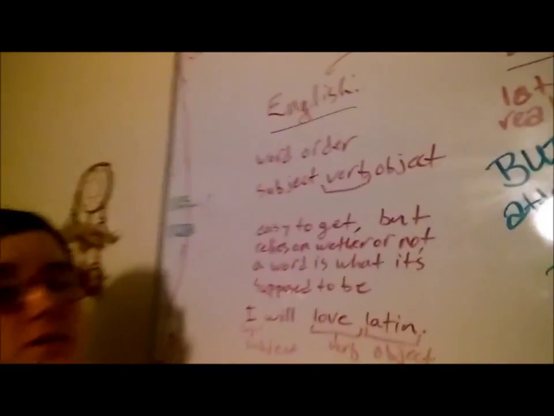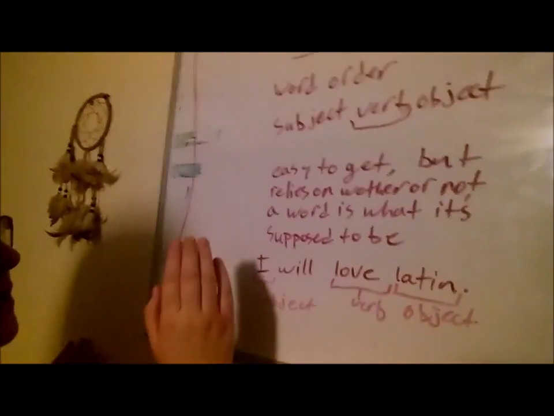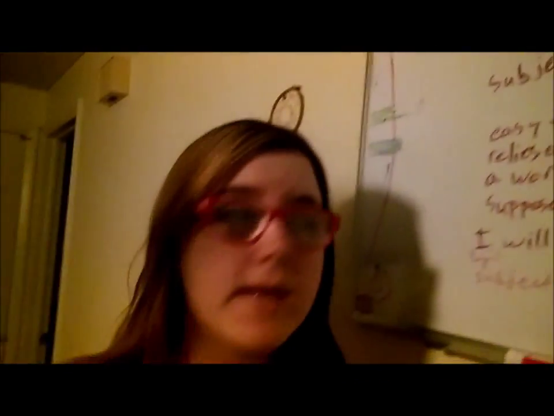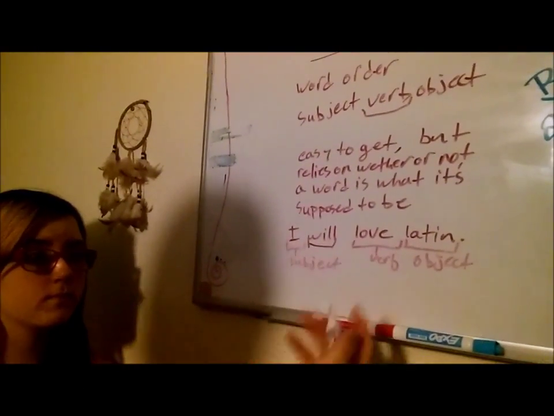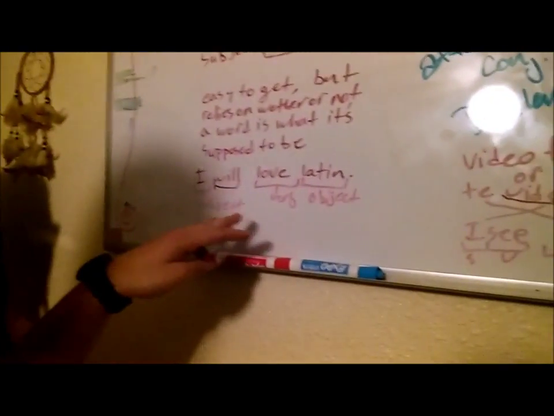Well, in English, there is a word order. You have to have a subject, verb, which was pretty much what we talked about in this video, and the object. It's easy to get, but realizing whether or not a word is what it is supposed to be matters. So our example is I will love Latin. I love will Latin does not make sense. There's a reason will is right next to the subject here. It's the tense. But if you switch it up, it all of a sudden doesn't make sense. So you have to pay attention to your, at the very least, subject, verb, object rule.